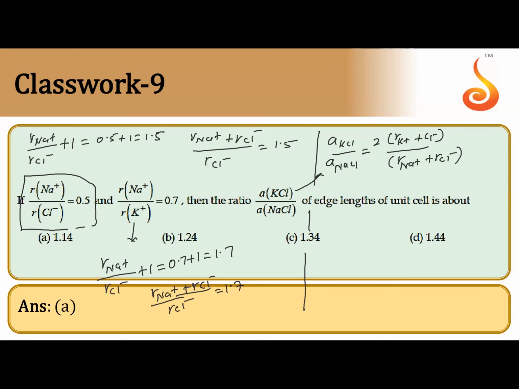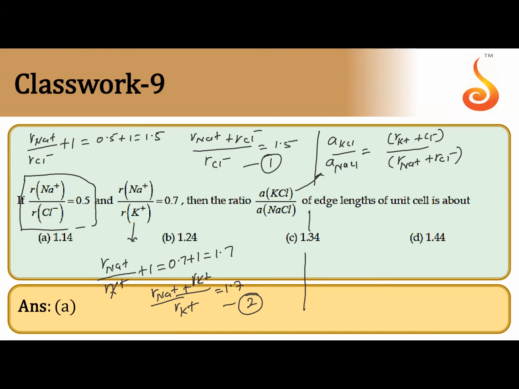So cancel this 2. This value is equal to RK plus Cl minus by RNA plus Cl minus. So, sorry, here you should get RK plus. So this also should be RK plus by RK plus. Okay. So this is your equation 1. This is your equation 2.